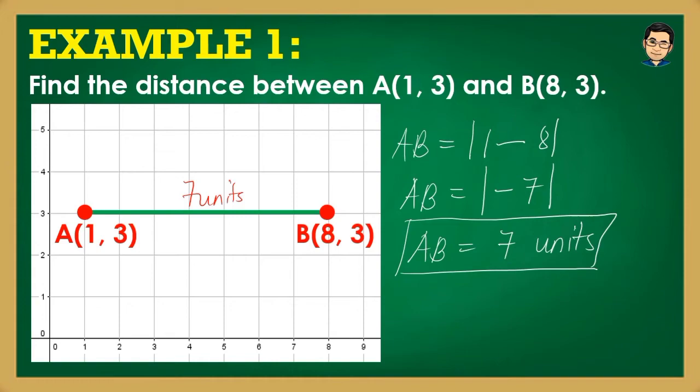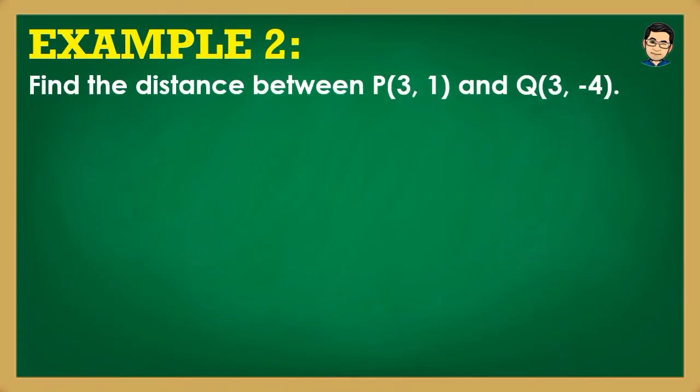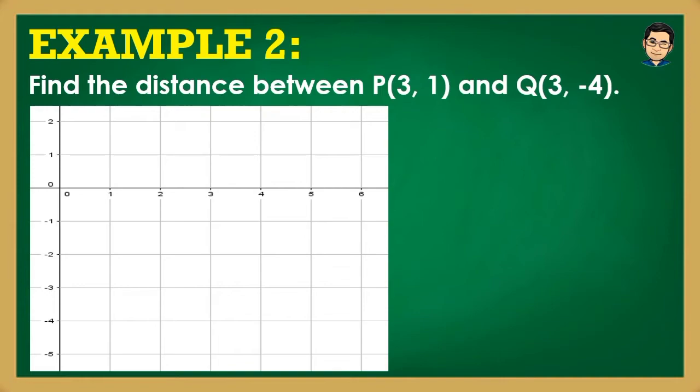Para patunayan, pwede naman natin ipakita siya. Ito, 1, 2, 3, 4, 5, 6, 7. As you can see, 7 units nga ang layo ng A sa B. And then, kung ano ang layo ng A sa B na 7 units, ganun din po ang layo ng B sa A, which is 7 units. For our next example, find the distance between P, whose coordinates are 3 and 1, and Q whose coordinates are 3, negative 4. Kung ipa-plot po natin yung mga given points na yan sa coordinate plane, ito po siya. Yung 3, 1, ito siya.